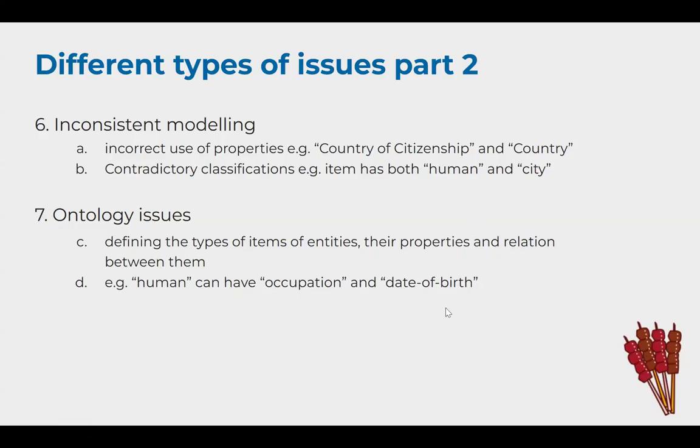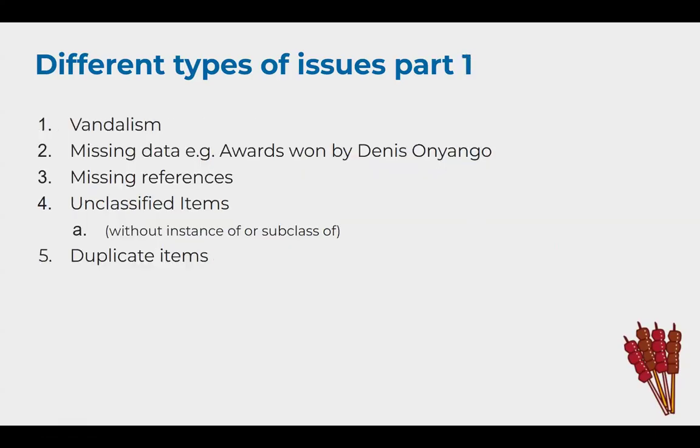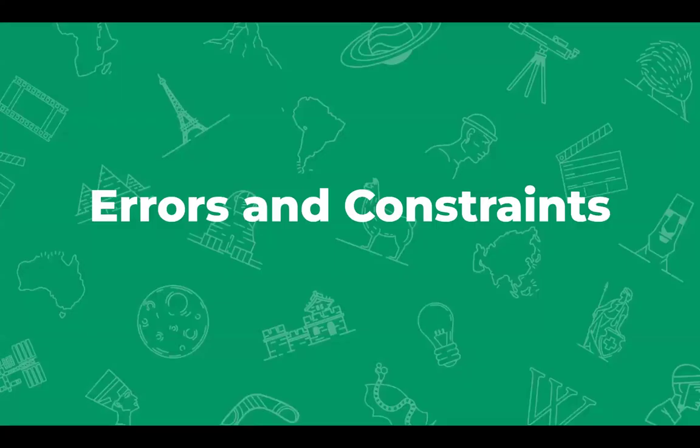So those are some of the issues that we usually have when it comes to Wikidata. You need to avoid some of these: avoid vandalism, always add references and classify items. In case you find a class is not there, please add it. For missing data, it is what we are working on. Then for the duplicate items, by the time you leave this call, you will know how to merge those duplicate items. So now that brings us to errors and constraints.